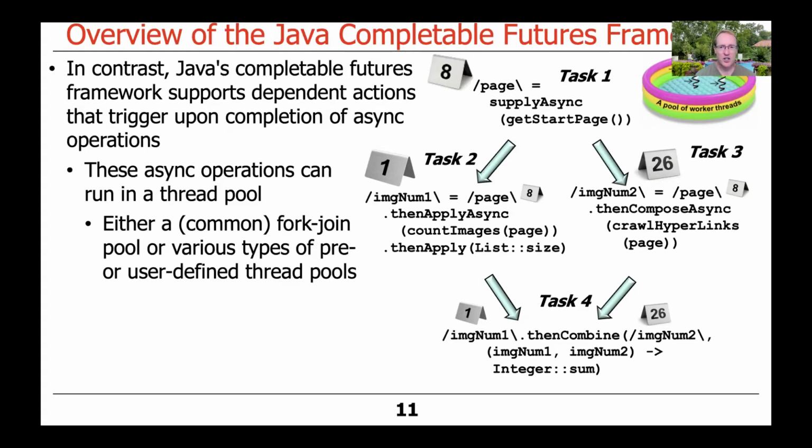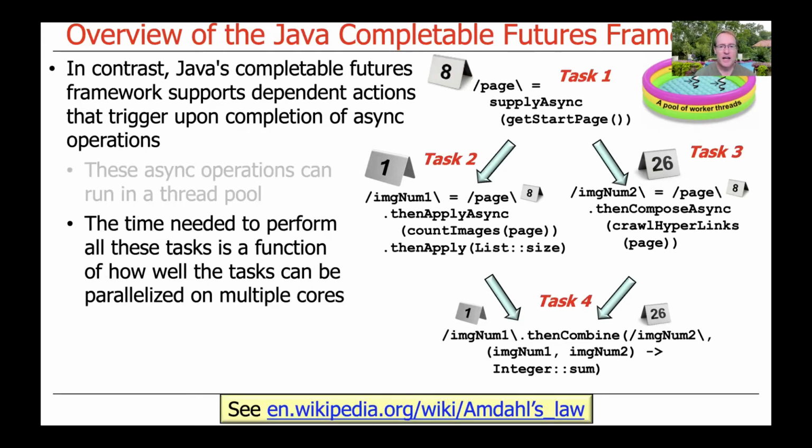And note that that's in distinction to the parallel streams framework, where everything always runs in the common fork join pool. As a consequence, the time that's needed to perform all the tasks is no longer just a sequential and serialized time of each task basically appended one after another in some sequential order, but instead it's a function of how well these tasks can be parallelized on multiple cores. So you can actually get a big speed up in performance by having lots of things running concurrently, and you don't have to wait for one thing to finish before you start the next operation, as long as they don't have any dependencies on each other.